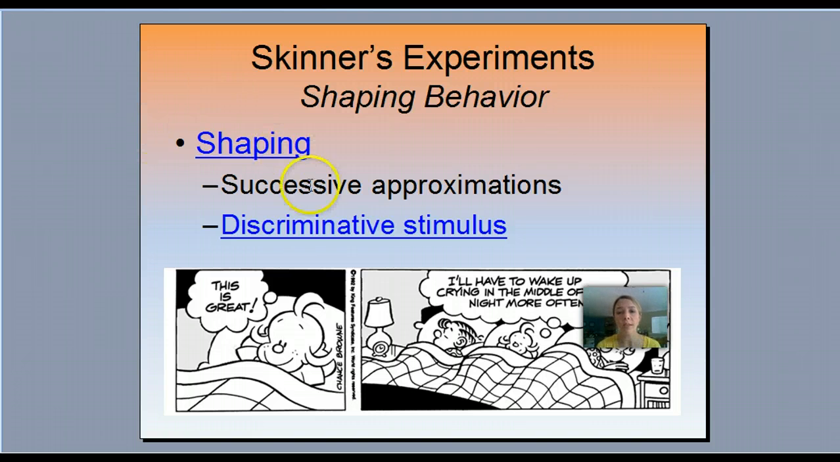I'm trying to shape them to eventually be potty trained. So these are called successive approximations, meaning successive coming after each other approximations. They're close to the behavior that I want, but not exactly the behavior that I want. All right, and then after a while, the person that's learning, or the child or the animal, is able to discriminate between what gets them a reward and what doesn't. Okay, so they're able to discriminate between the stimulus.